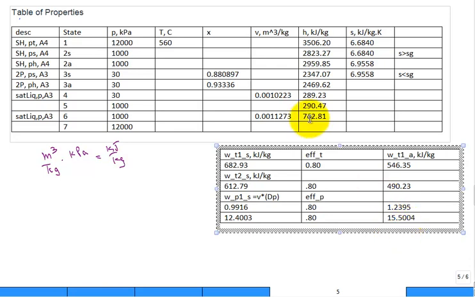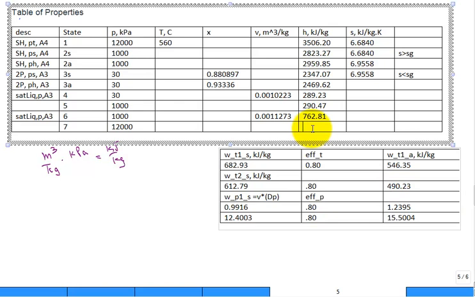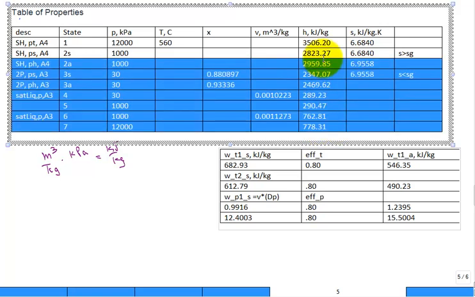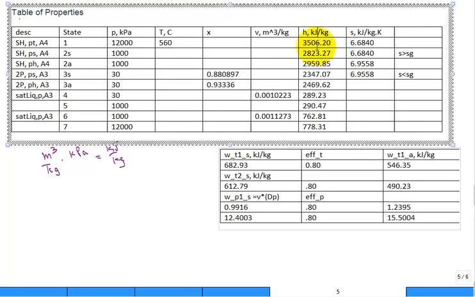So then we come up here and say, now I can get the enthalpy coming out at state 7. So you add the 15.5 to the 762.81, and you get 778.31. All right, this is the key column right here for the enthalpies, and we're pretty well done with the property table.